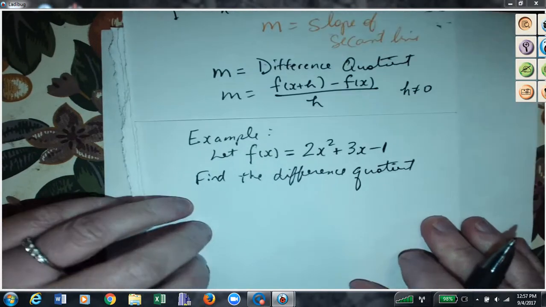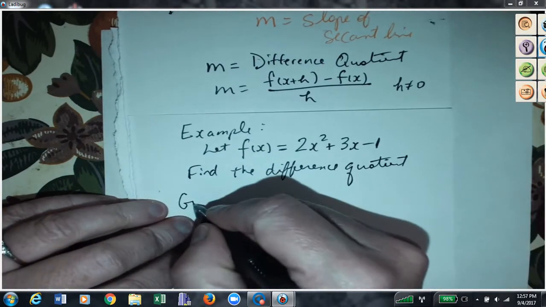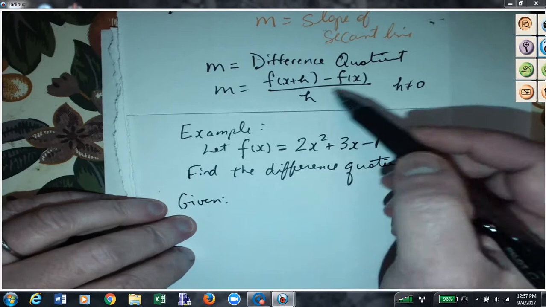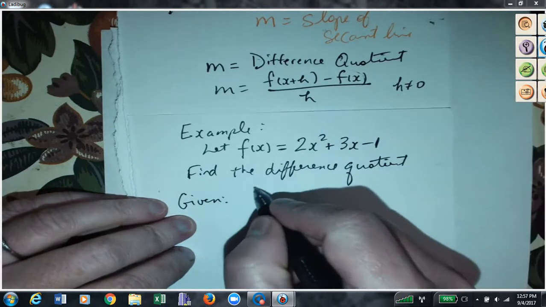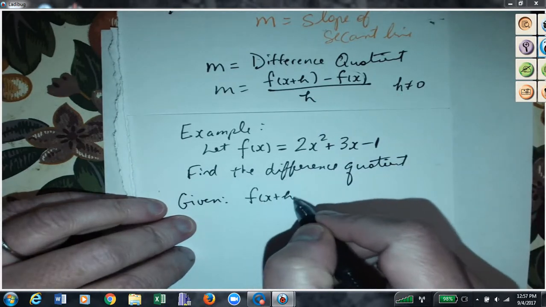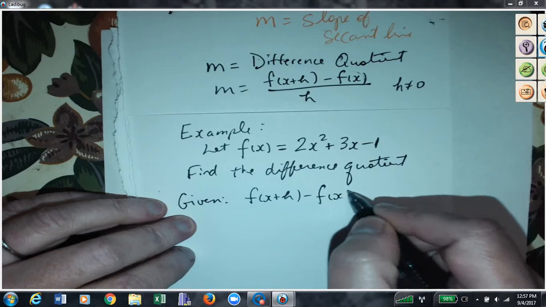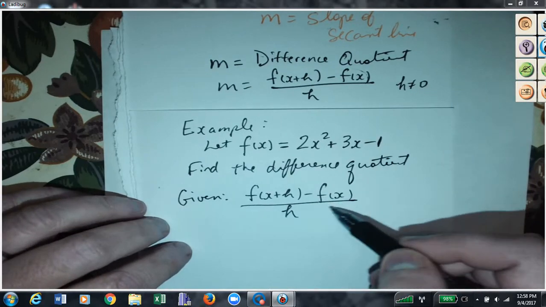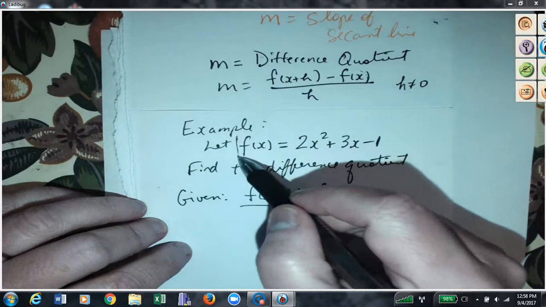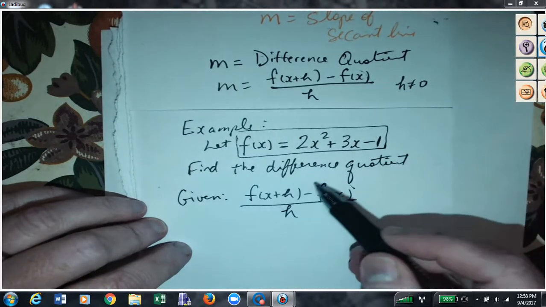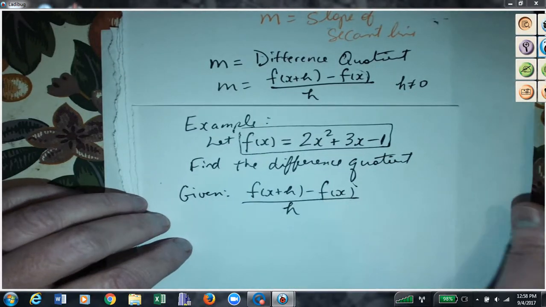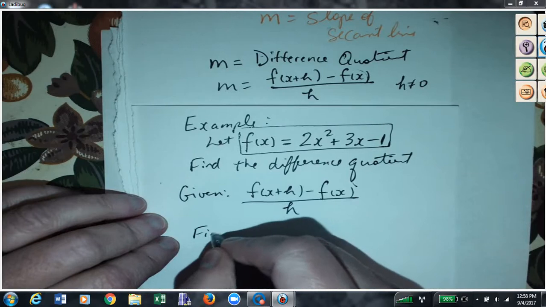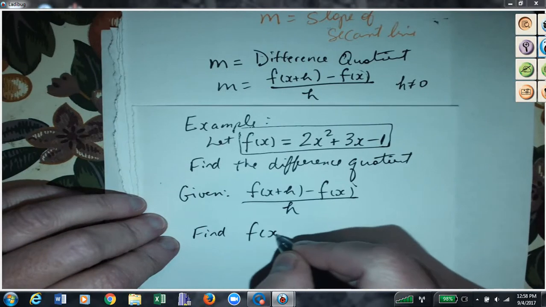So we'll be given the formula for the difference quotient. So we already know what this is. I've got the formula for it right here. So I already know what this is. So what we have to do now is find f evaluated at x plus h.